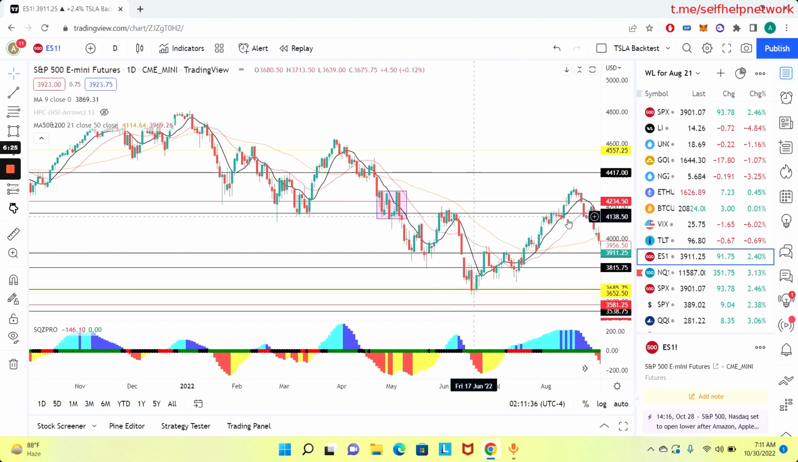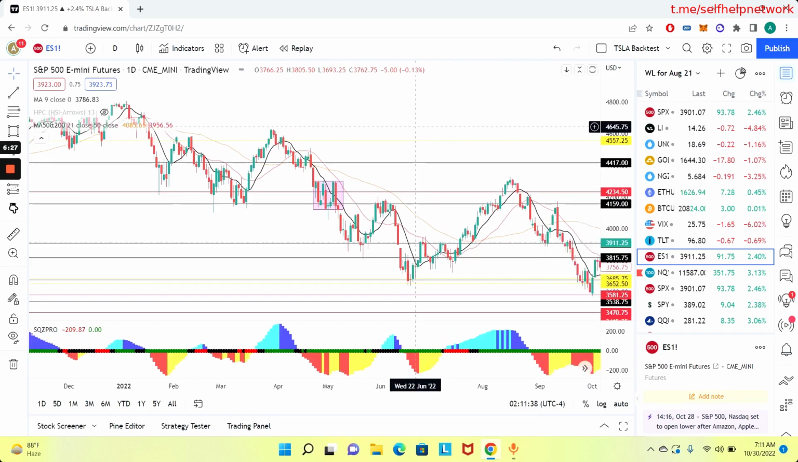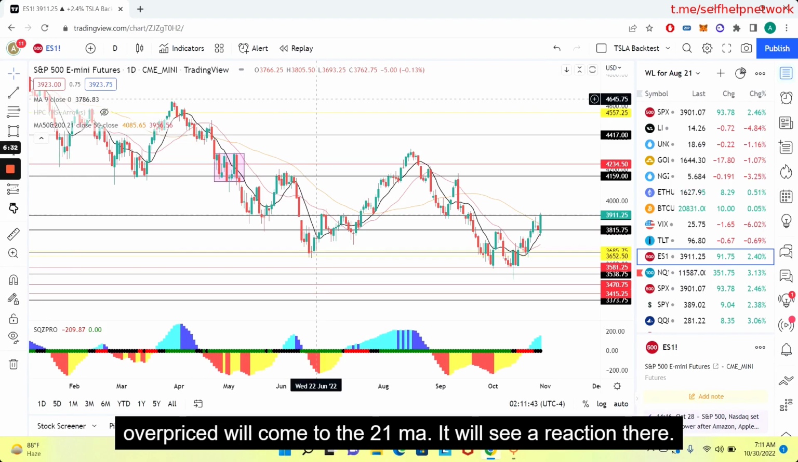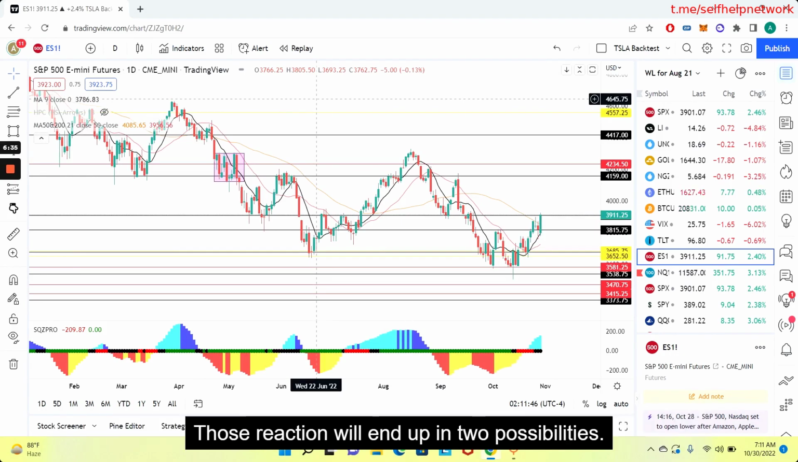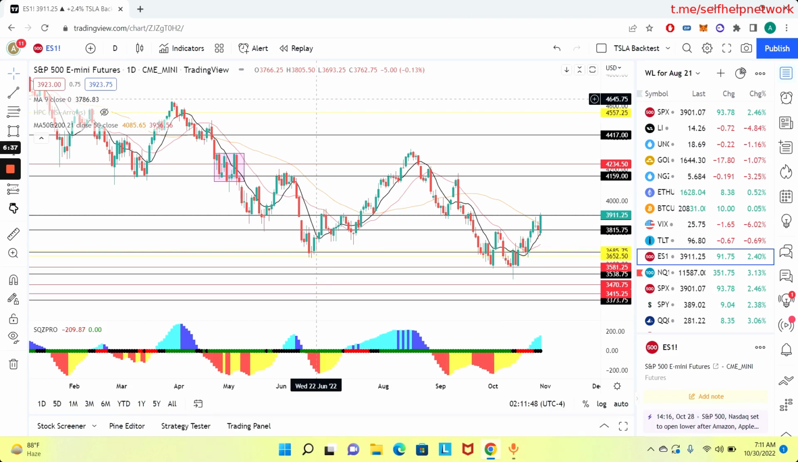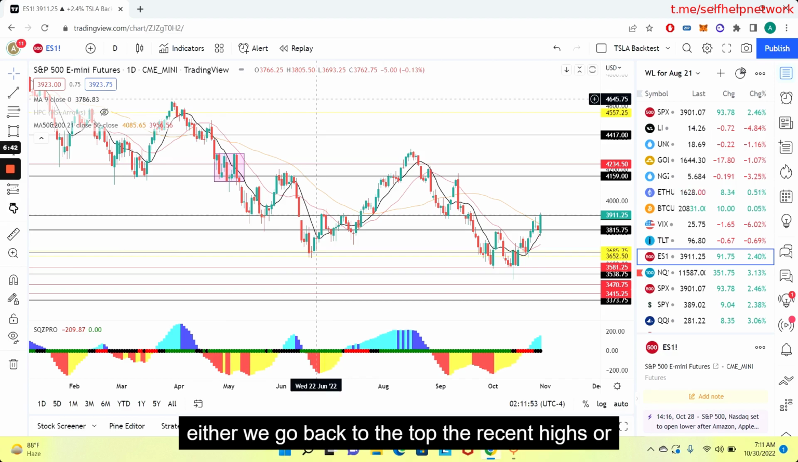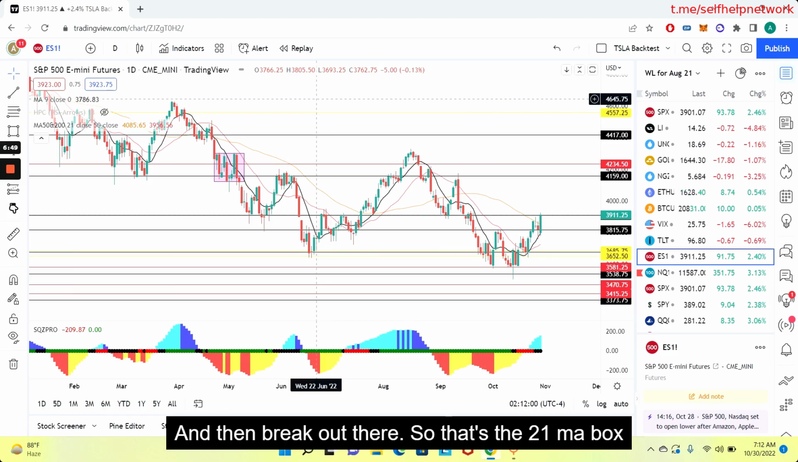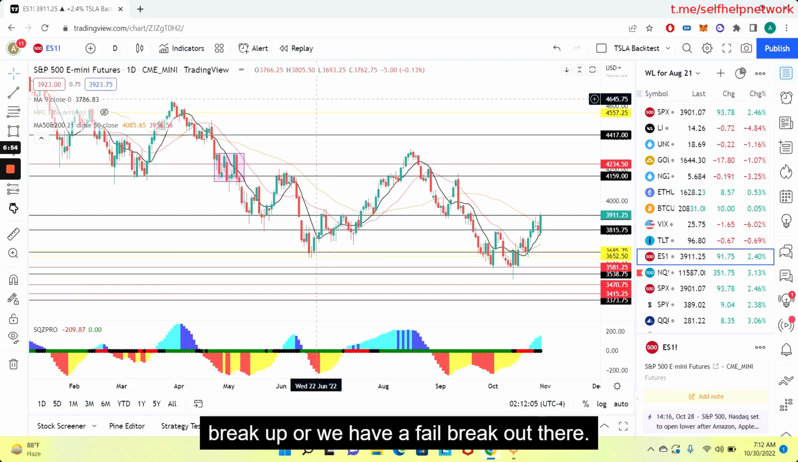So let me give more examples. I hope it's starting to become clear. Once a 9 MA downtrend is over, price will come to the 21 MA. It will see a reaction there. Those reactions will end up in three possibilities. Either we go back to the top, the recent highs, or the recent top that we had for the 9 MA trend, and then break out there. So that's a 21 MA box breakout. Or we have a failed breakout there. Or we just get rejected from the 9 MA after having a reaction from the 21 MA.